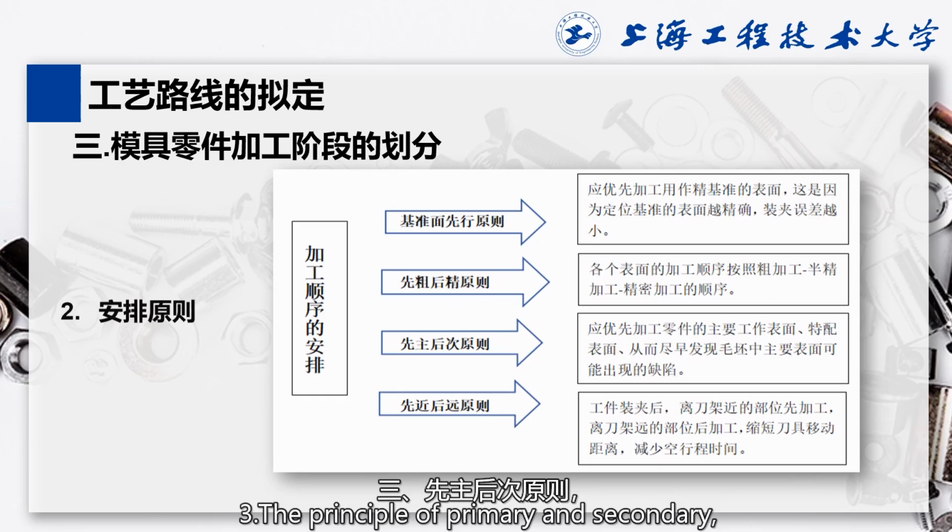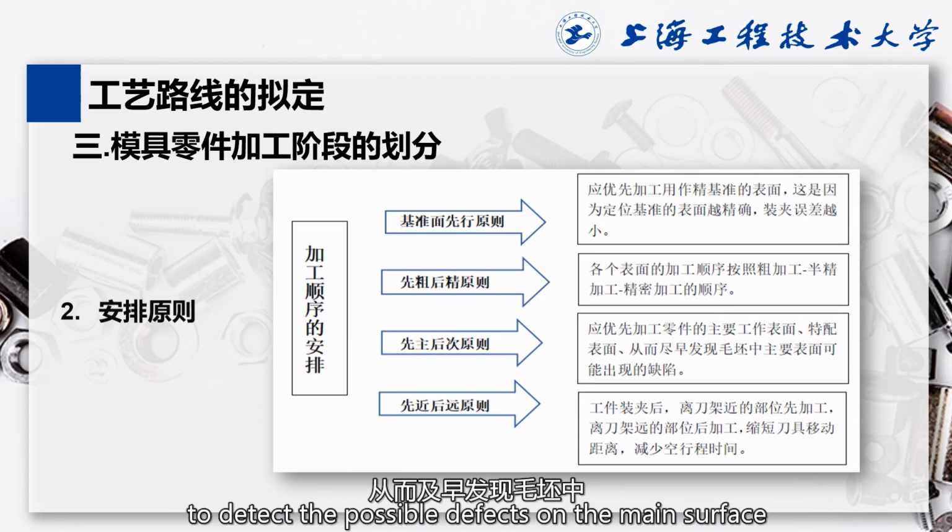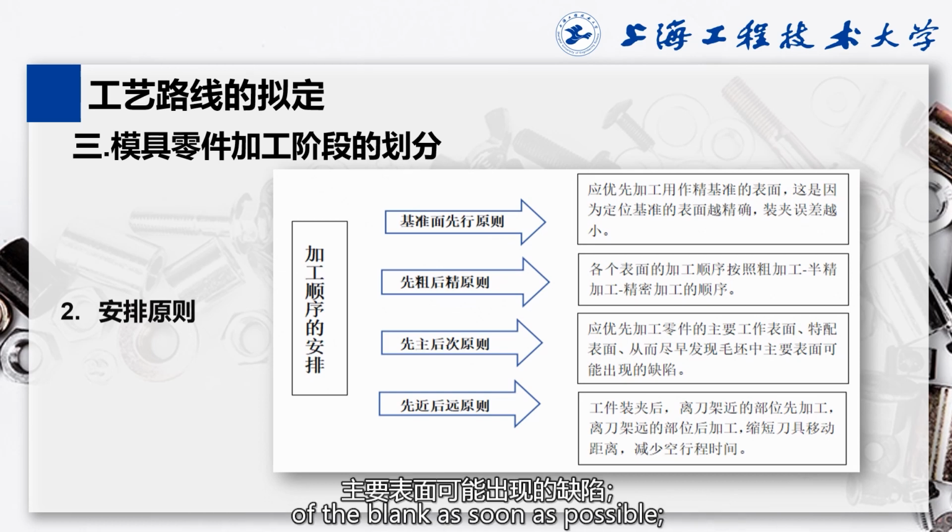Third, the principle of primary and secondary. The main surface of the part should be machined first to detect the possible defects on the main surface of the blank as soon as possible.